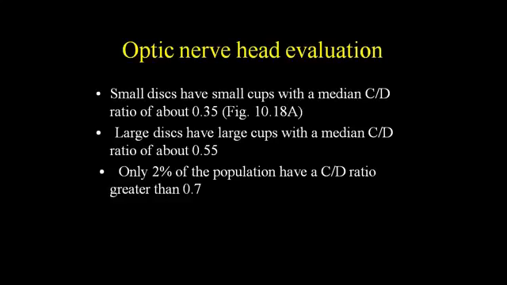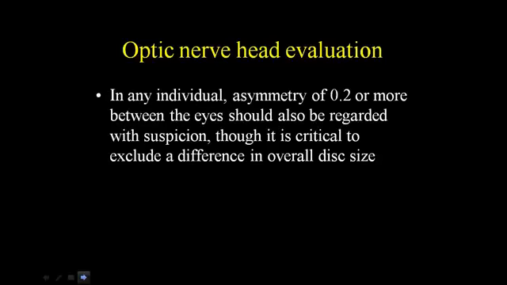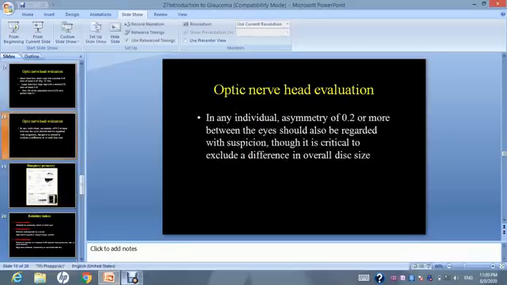Now, the findings that strongly suggest pressure-related damage include asymmetry between the two cups of 0.2 or greater in either axis, vertical or horizontal, in discs of equal size, or vertical elongation of the cup such that the vertical cup measurement is greater than the horizontal, or a thinner rim of tissue in the vertical pole of the disc than elsewhere, or a distinct local notching of the nerve tissue, or a disc margin hemorrhage.